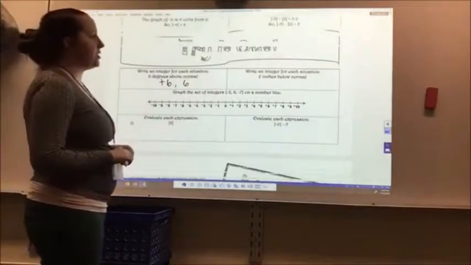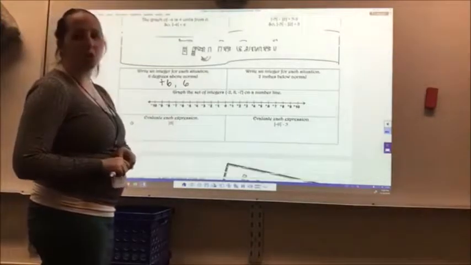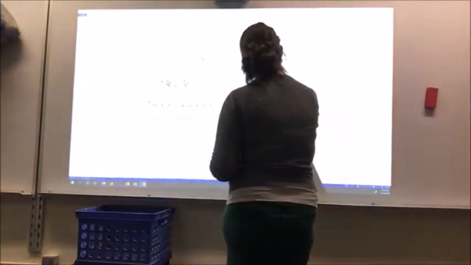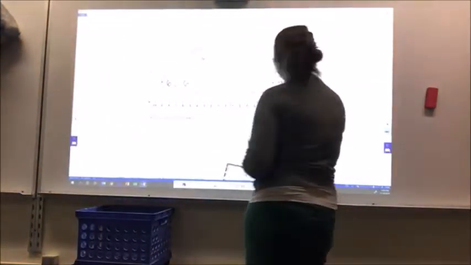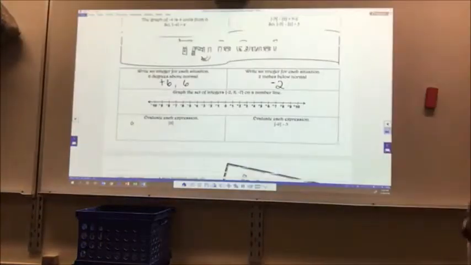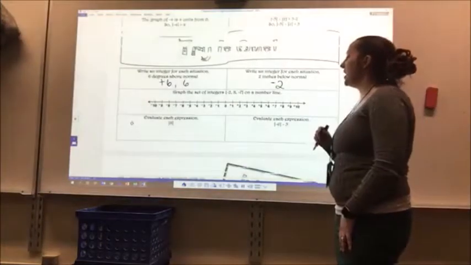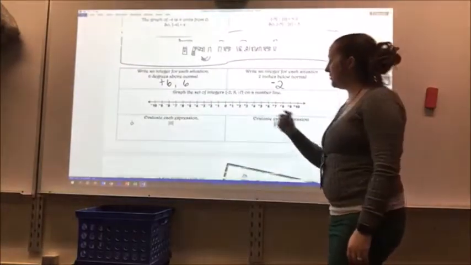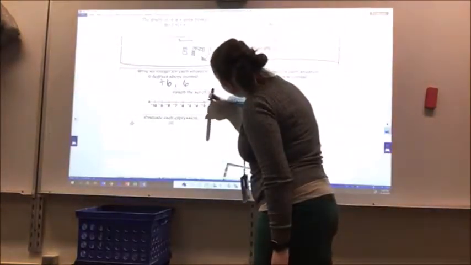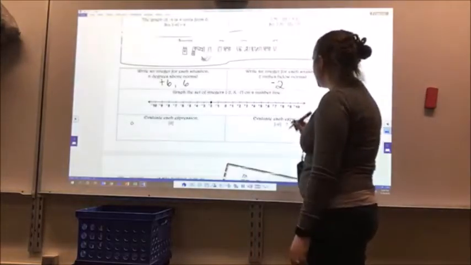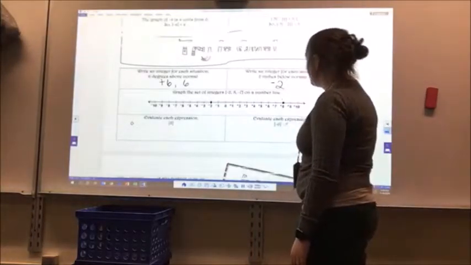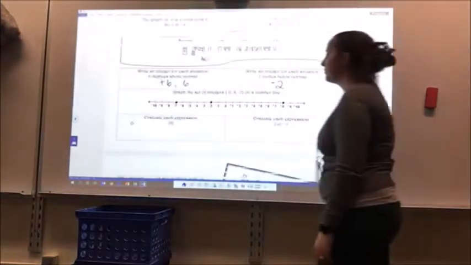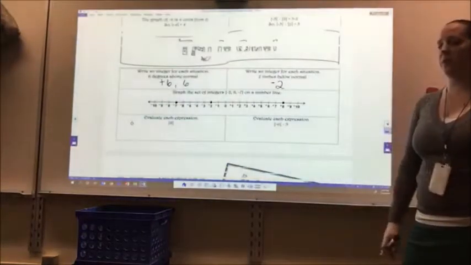Write an integer for each situation. 2 inches below normal, so below it's lower than 0. So it's negative 2. The next one I have, graph the set of integers negative 2, 8, negative 7 on a number line. So I go through negative 2, put it out at negative 2, at 8, put it out at 8, and negative 7. Okay? Doesn't matter which order you put them in.